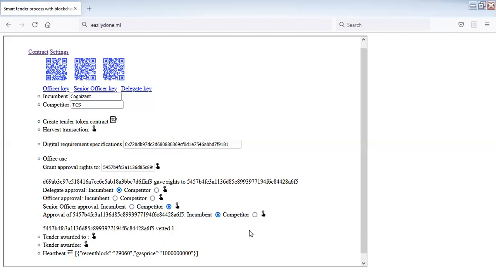We'll check to see the number of votes which are in favor of a supplier, and as we can see, Cognizant has more number of votes, and the tender is awarded to Cognizant for the preferred vendor.